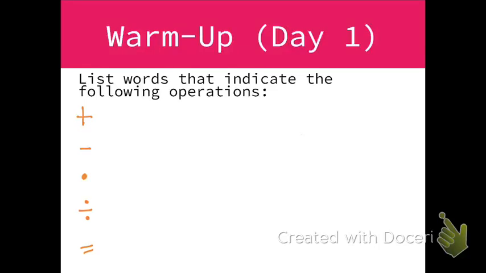Greetings, mathematicians. In this video, we're going to start working with variables in one equation. But first, for our warm-up, we're going to have you start with coming up with different words that represent different operations. So start by pausing the video and brainstorming some different words that you can come up with for each of these symbols. And then come back to the video once you think you have a good list.